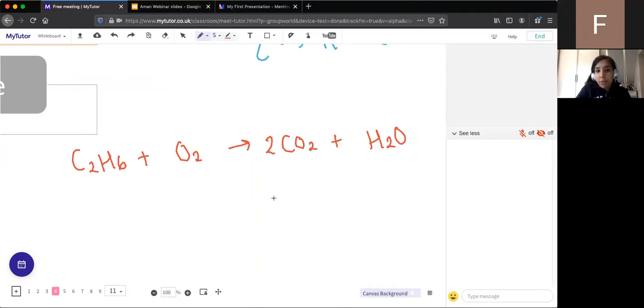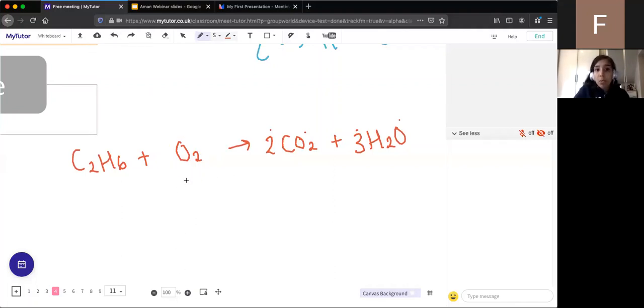Then we do the hydrogens. There are 6 on the reactant side. So again, we're going to put 3 here to make 6. Now this is where we reach our problem. Hopefully you remember that when we balanced equations, we don't like putting fractions in, we like whole numbers. So our problem is with oxygen, because if we have a look on the product side, we've got 2 times 2, which is 4, plus 3 times 1, which is 3. So 4 plus 3 is 7. Now we can't make this a 7 unless we put in a fraction.